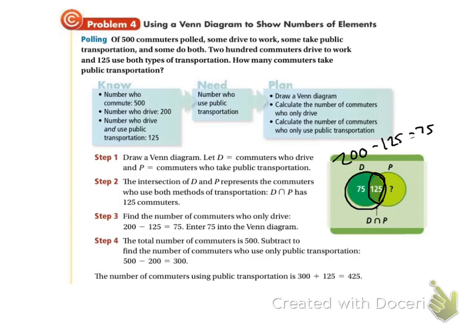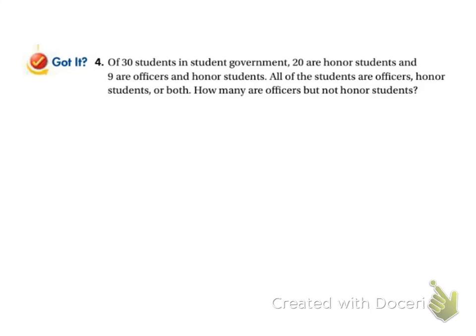And then since we were talking to 500 commuters, I know that this all needs to add up to 500 people. And so I end up getting that P is 300. So right here, this question mark turns into 300. Let's try one on our own here.